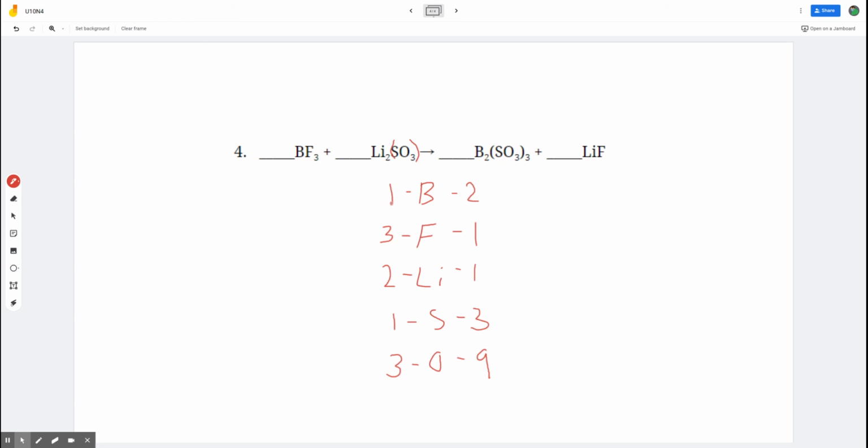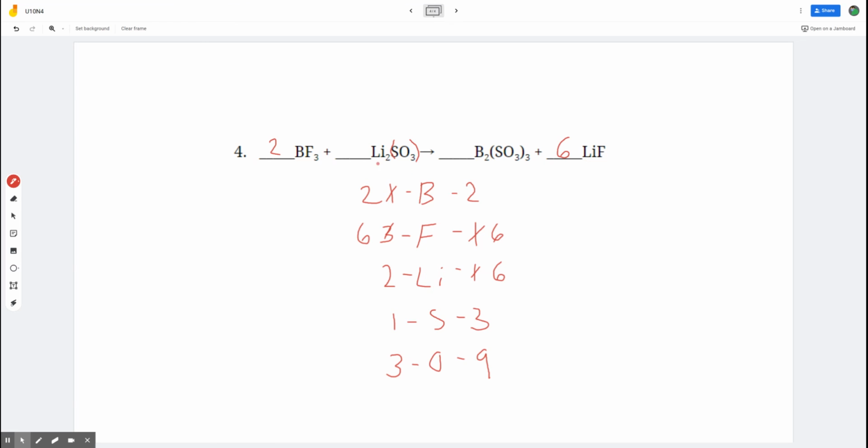So now I'll go through element by element. Remember, in ones like this, oxygen is usually the one we want to save for the end. But I'll just go through element by element. So we'll start with boron. So I'll update that, and then that changes my fluorine now to 6. Then if I try to balance fluorine, I have 6 over here now, so that means this needs to be a 6. And then that updates lithium, so now I have 6.